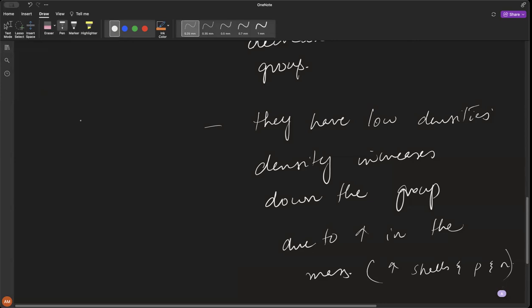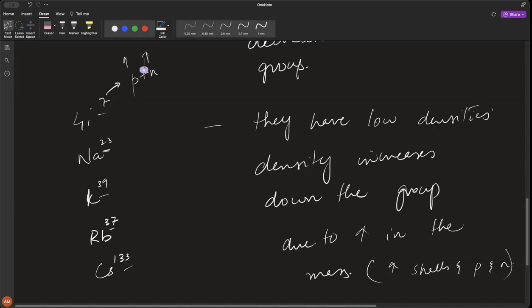If you look at it, lithium is 7, sodium is 23, potassium is 39, rubidium is 37, caesium is 133. You see that the atomic mass is increasing, which means there's an increase in the size and the number of protons and neutrons. This number is represented by protons plus neutrons. So it is increasing. That is why the mass is increasing.